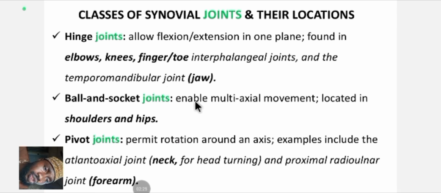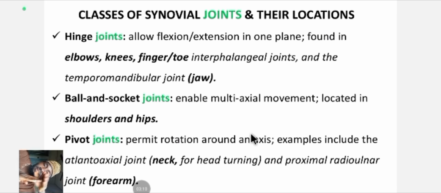All right. The next we have under the synovial joint is the ball and socket joint. The ball and socket joint enables multi-axial movements. You can move it in all directions, just like this one you have here in your arm, and it is located in the shoulder and the hip. Your hip joint there is a ball and socket joint. The pivot joint is another one, and it permits rotation around an axis. There must be something stationary for the pivot joint to work. One part will be stationary, then the other moves on it.